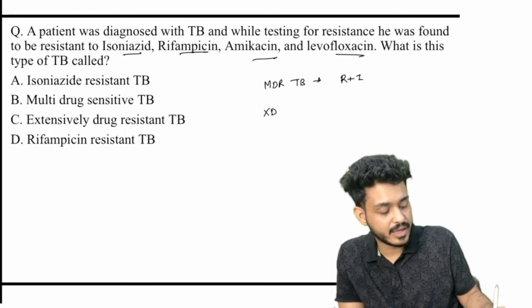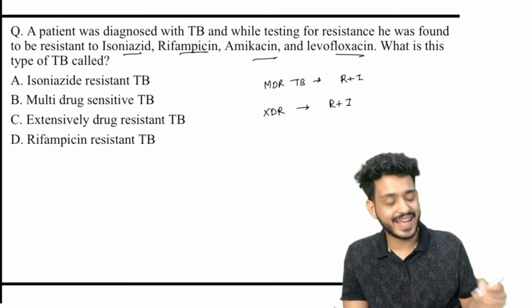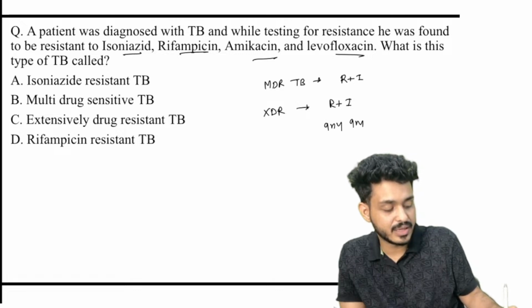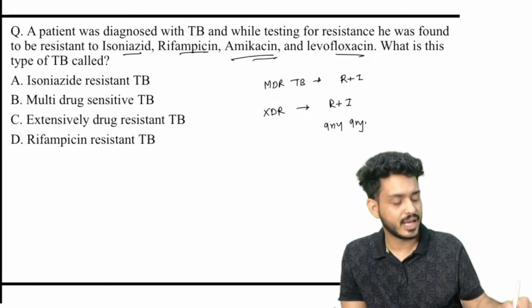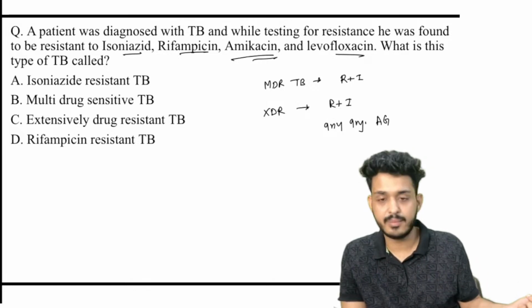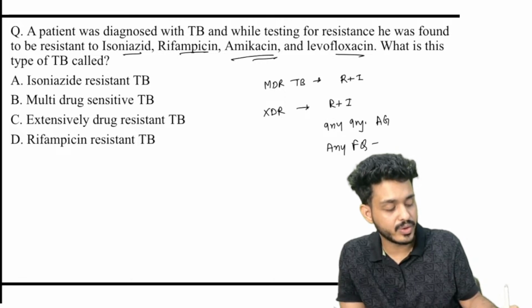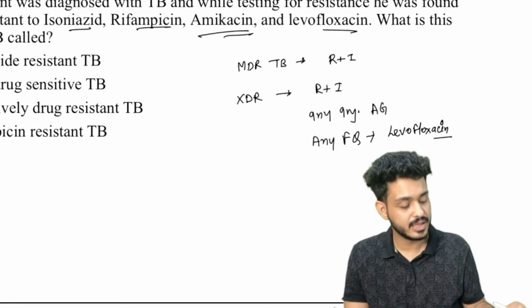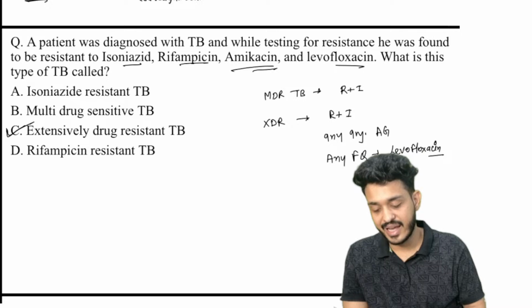What is XDR? XDR means rifampicin plus isoniazid resistance, along with any of the fluoroquinolones and any of the injectables. What is the injectable given here? That is amikacin, a type of aminoglycoside. So amikacin is resistant. Apart from that, any fluoroquinolone, that is your levofloxacin. Levofloxacin is also resistant over here, right? So this is XDR TB.